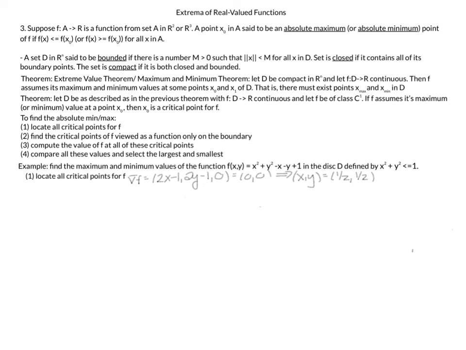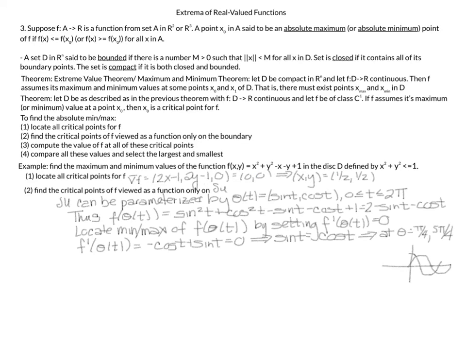To start by finding all the critical points, we take the gradient and set it equal to 0. Now we have 2x minus 1 equals 0, and 2y minus 1 equals 0, which gives us x and y equal to 1/2. Now we're ready to look at the boundary. We're going to find the critical points of f viewed as a function only on the boundary.